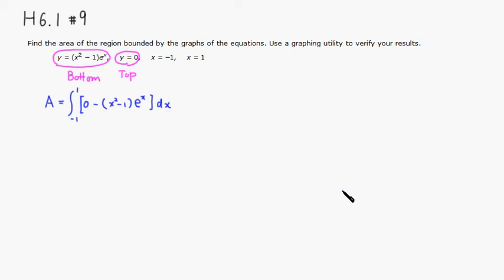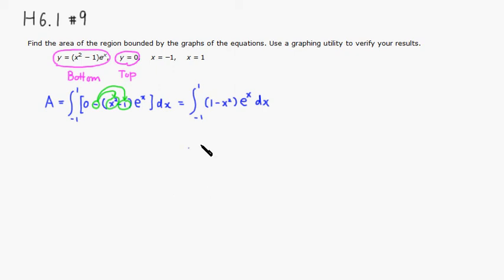Then I'm going to clean it up a little bit. This is going to be equal to the integral from -1 to +1. I'm going to distribute this negative sign to both x squared and to the -1. That's going to be +1, so I'm going to write +1 first. So it's going to be 1 minus x squared, then you have e to the x, then we have dx.